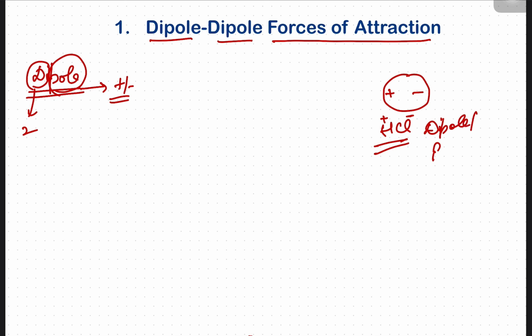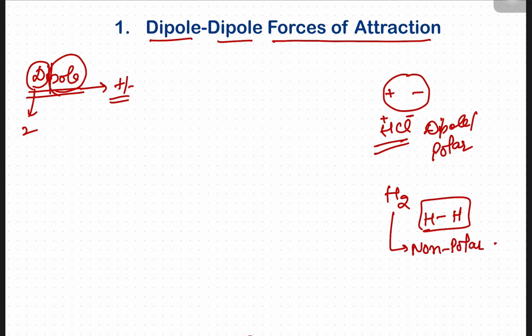It is also known as a polar molecule. Polar molecules are those molecules in which there is charge separation. If we talk about the H2 molecule, there is no charge separation, so it comes under the category of non-polar molecules. I hope the concept of dipole, polar molecule and non-polar molecule is clear to you.